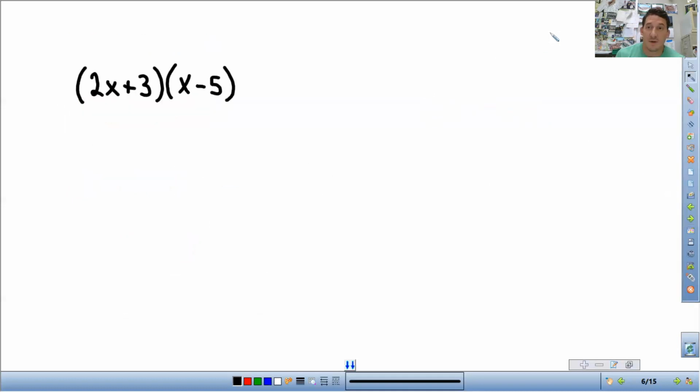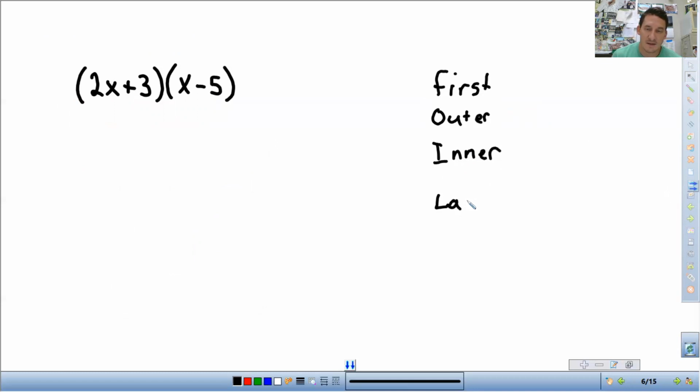The next way to do it, so another example, you can also use the FOIL method. So FOIL, F-O-I-L, stands for first, outer, inner, last. So what you're going to do, you multiply the first two terms.